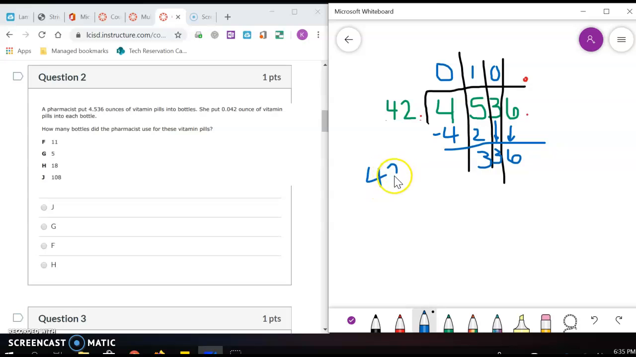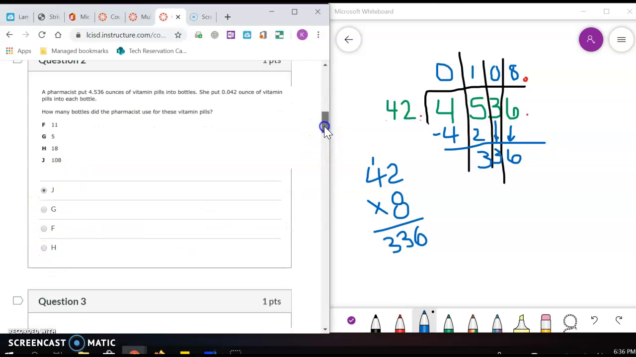So I'm going to try 42 times 8 and see how that works out. 8 times 2 is 16, carry my 1. 8 times 4 is 32, plus 1 is 33. So that works out perfectly. There's no remainder. And if I look at my answer choices, 108 is an answer choice. So that one should have been choice J.